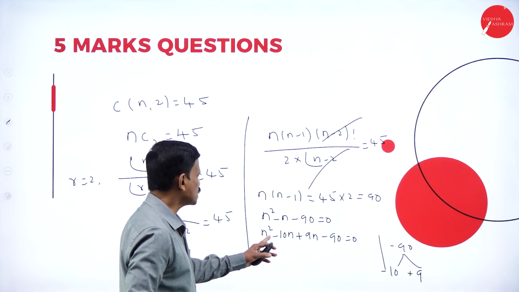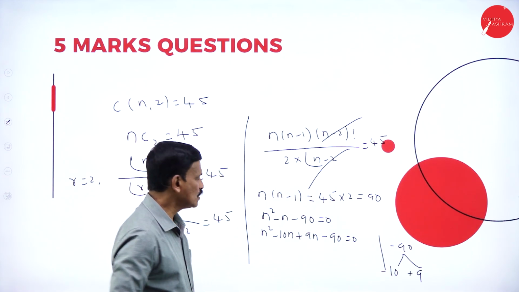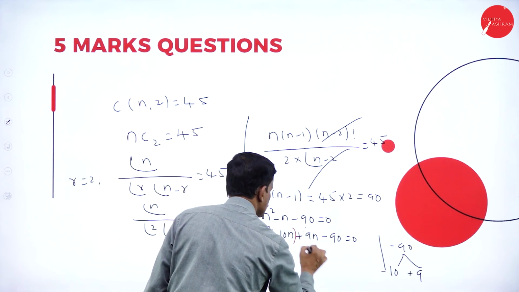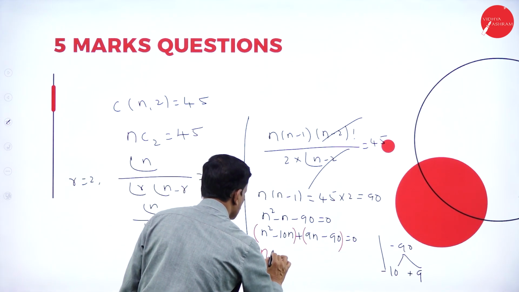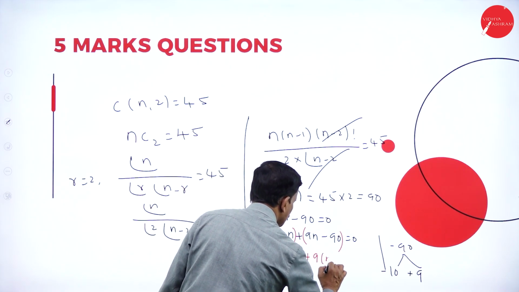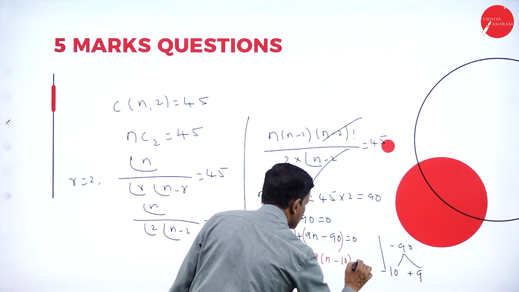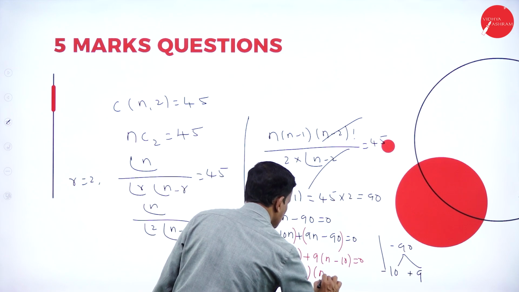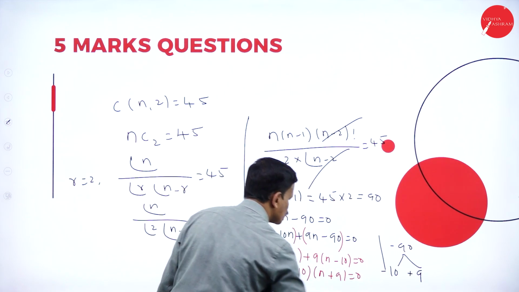See, minus 10n plus 9n is minus n. These two are one group. So make this as one group. This is one group. This is another group. What is a common factor? N is a common factor. N minus 10 plus, what is a common factor? 9, 9 tens are 90. In these two, what is the common factor? N minus 10 and n plus 9 is equal to 0.